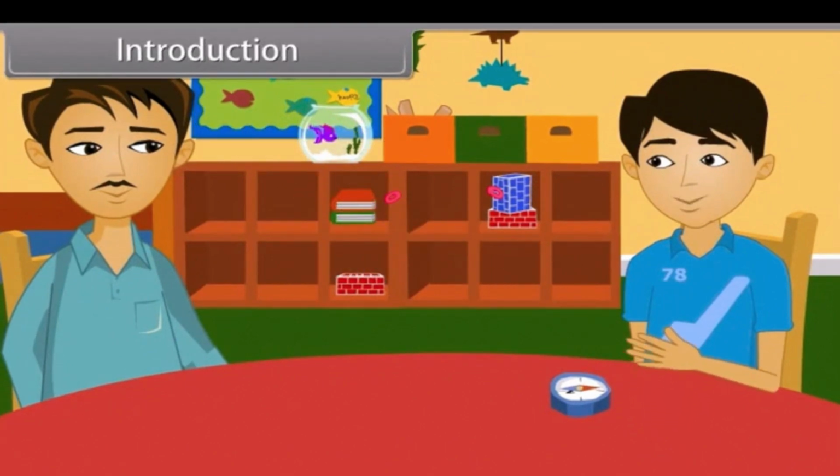Dad, I'm looking at this compass you bought me for my birthday. It is such a good device. But something happened and I'm unable to figure out why that has happened. Can you help me, Dad?